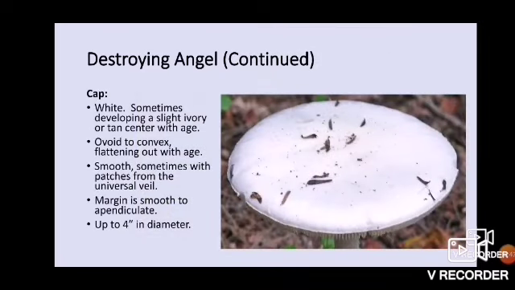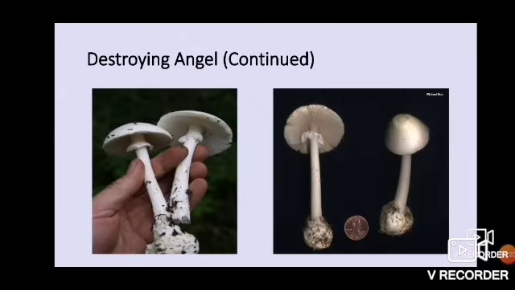So the cap is white. It's sometimes developing a slight ivory or tan center with age. It is ovoid to convex, flattening out with age. It is smooth, sometimes with patches from the universal veil. Once again, this is an Amanita species, right? So it's going to have that universal veil when young. The margin is smooth to appendiculate. And again, this grows up to about 4 inches in diameter, so a bit smaller than the Deathcap. Here's a size reference for you. You can see that big bulb at the end of that stipe there too.